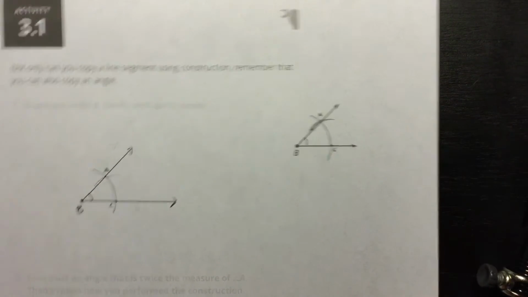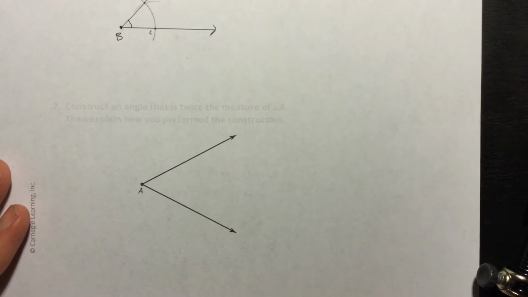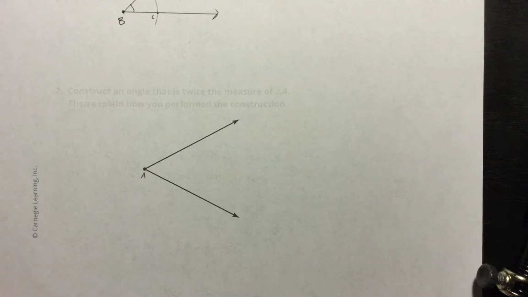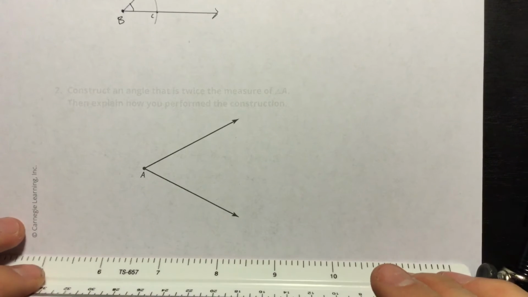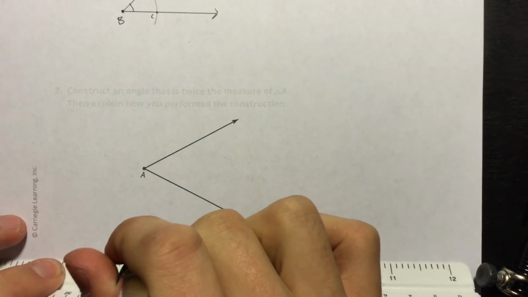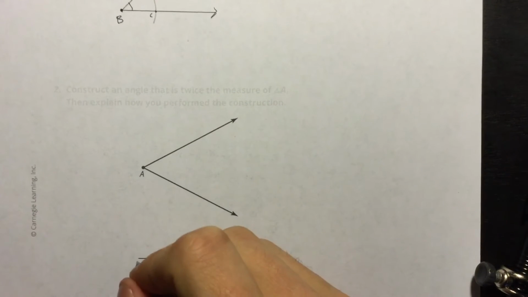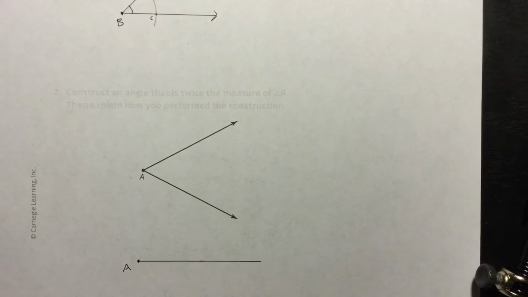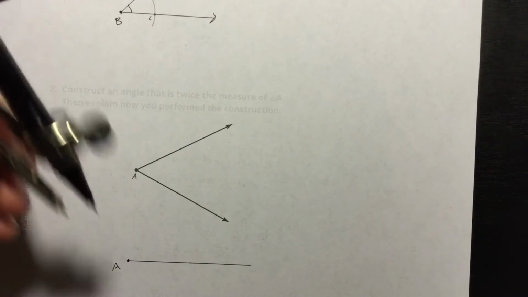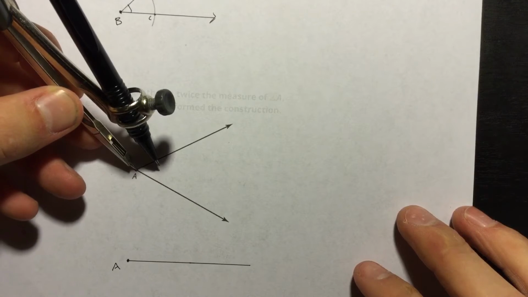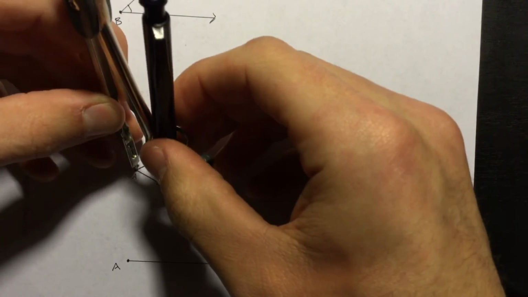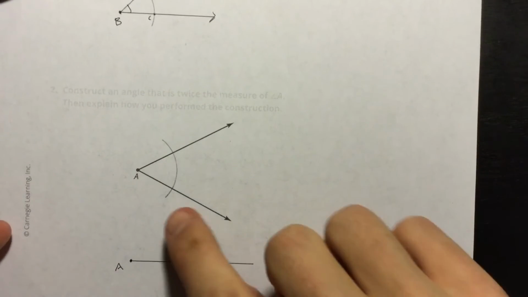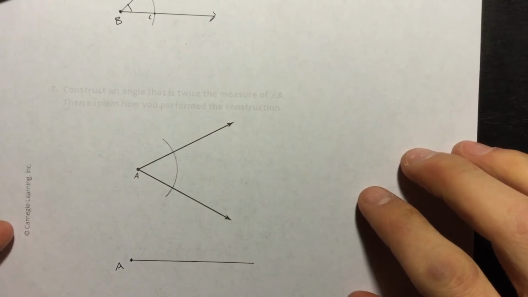Now part two asks us to do the same thing, only to construct an angle that is twice the measure of this angle A, and then explain how you perform this construction. Again, you just want to start with a straight line, and then I'm going to label that A because I'm duplicating this angle twice. I'm going to do the same process. First, I construct an arc with my point on A here, smaller than the lines provided so that the arc intersects both lines of that angle.